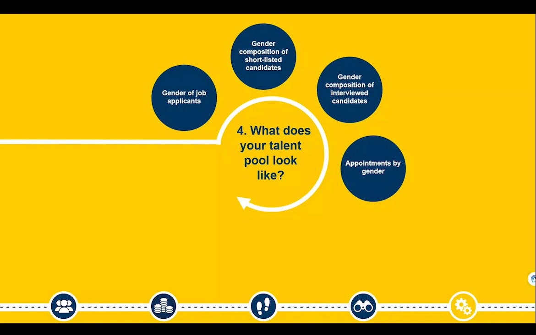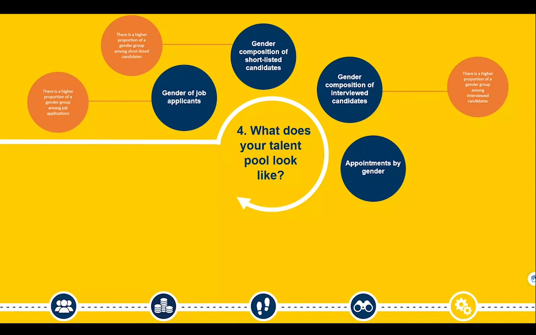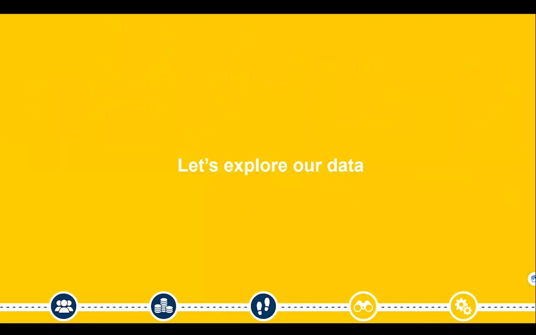Okay, in terms of how we test the data and the thresholds, for gender of job applicants, we're looking to see if there's a higher proportion of any gender group among job applicants. And then the same again for shortlisted candidates. And you guessed it, the same again for interviewed candidates. And finally, same again for appointments. So we really just want to know who's being attracted to the organization, who's being shortlisted, who makes it through to interview, and then finally, who's appointed. What we want to discover is whether there are any gendered trends, any room for biases to be slipping into the recruitment process. Okay, let's have a look at the data.